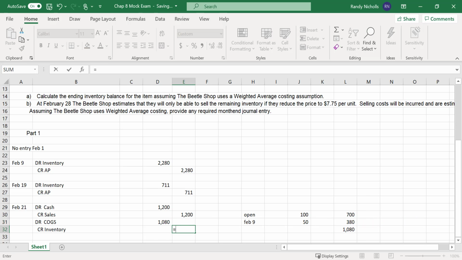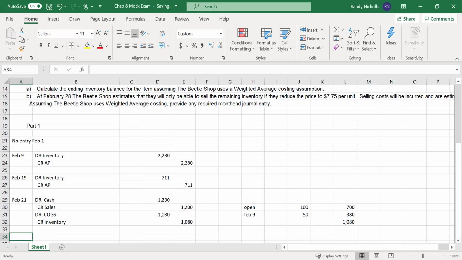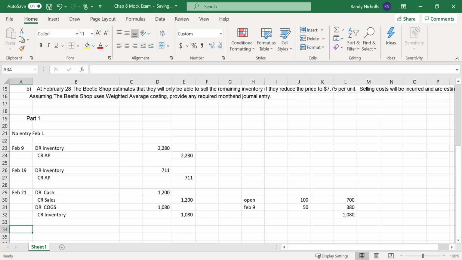The more you can reference other cells rather than typing in a number, the easier it is to update, right? If I found I made a math error here and I fixed it, it would automatically update my journal entry. So that's part one, because that's all it asked was journal entries.